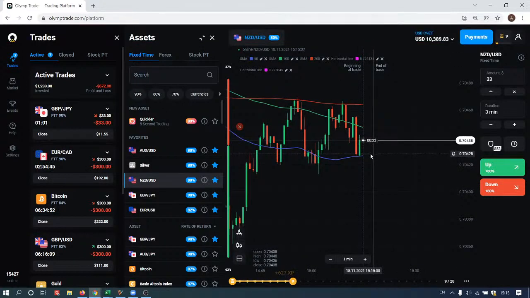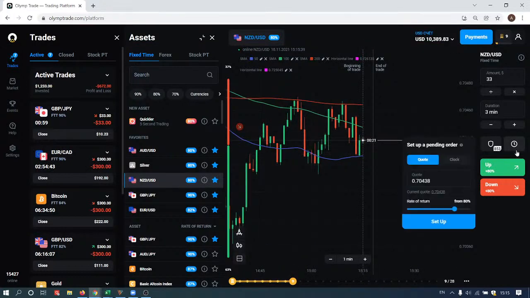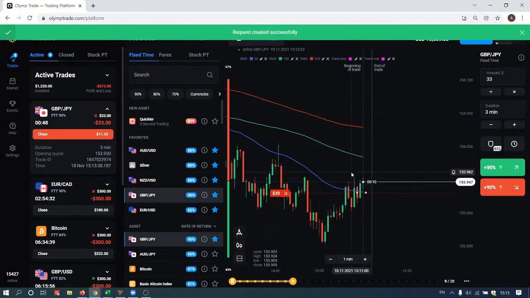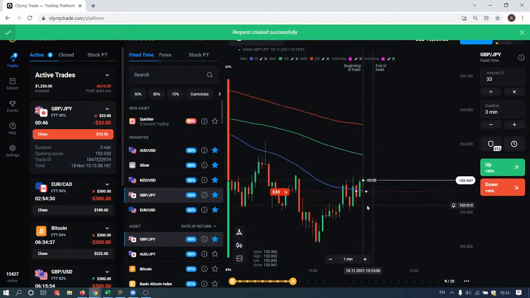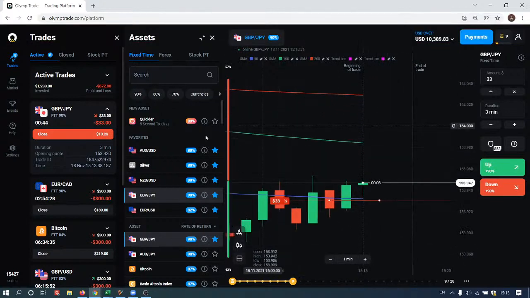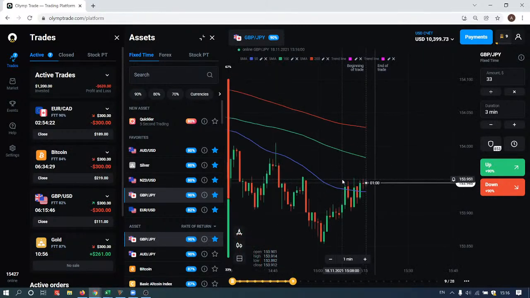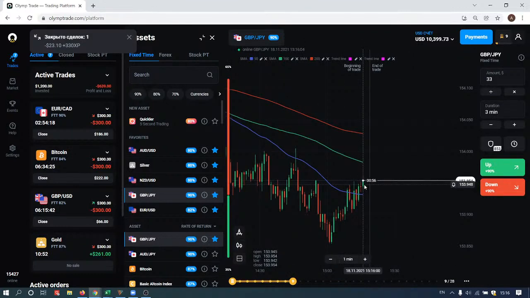Let's give it a try. Upwards, and the opening price, I want this one, 0.70428, and it's upwards. And let's see how this one's doing. GBP JPY. All right, guys. I don't know. I want to cancel this trade. I think it's not gonna work, unfortunately. I just have this feeling that I had to cancel this trade. Sorry.